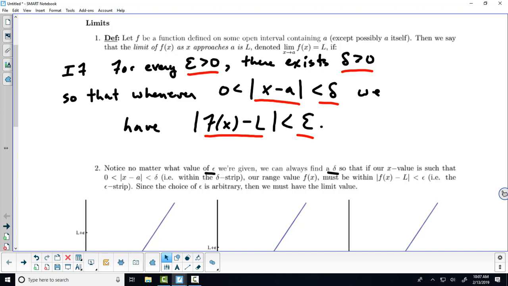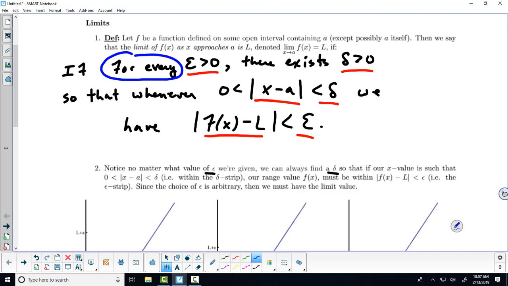The most important word up here, or maybe the most important pair of words up here, are these two. That's what's hard about this. In my example here, I specified a specific epsilon and then was able to give the delta. But I have to be able to do this for any epsilon that somebody gives me.